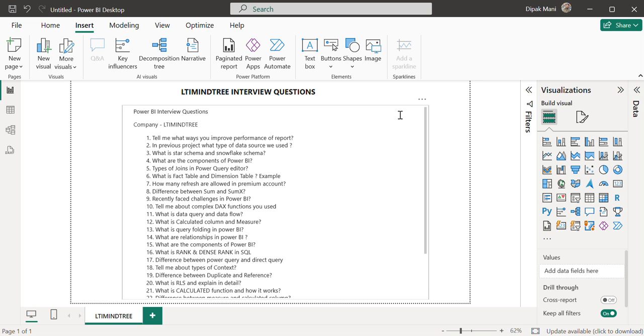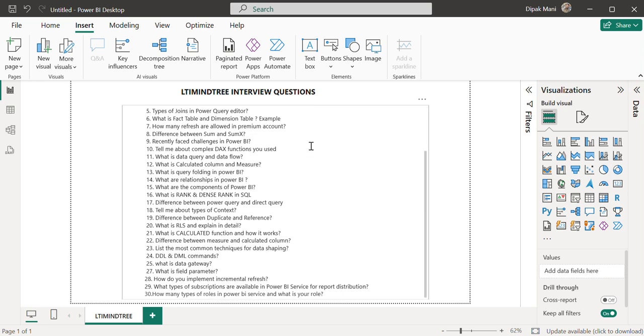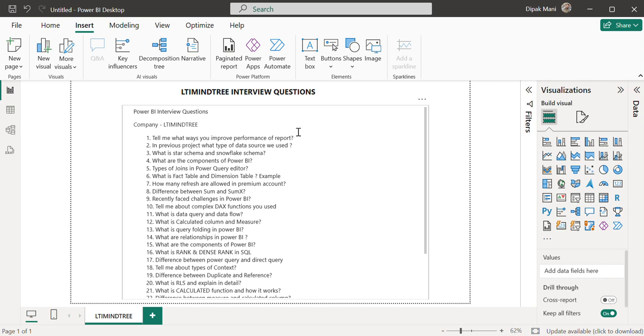Today we are discussing the most important Power BI developer interview questions asked in the LTIMindtree company. There are a total of 30 questions they asked me in the first round of interview. These questions were asked recently, and they are very important. The first question is, tell me what ways to improve the performance of reports. You can give 5 to 6 points as the answer.